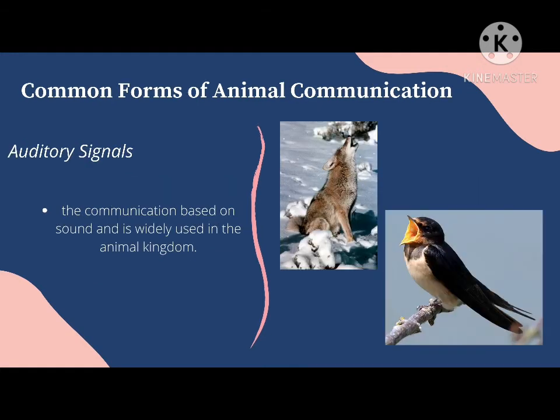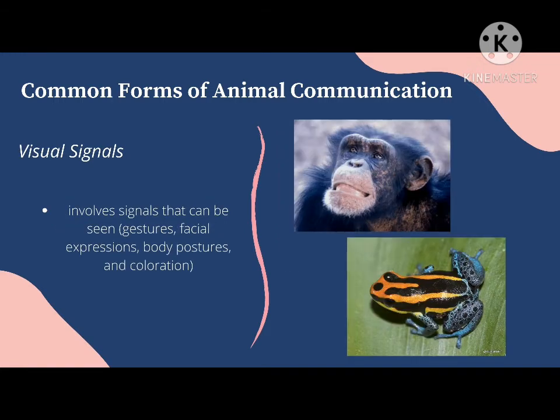The next is auditory signals. This communication is based on sound and is widely used in the animal kingdom. It is particularly important in birds. They use these sounds to convey warnings, attract mates, defend territories, and coordinate group behaviors. The third one is the other of the two modes in animal communication: the visual signals.